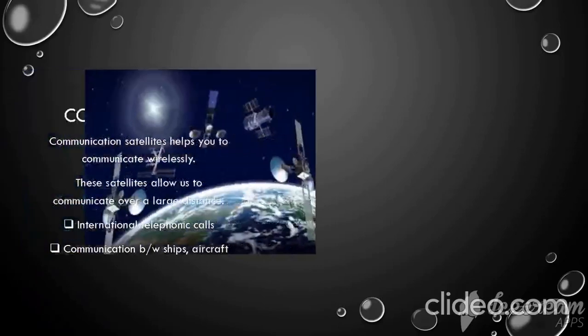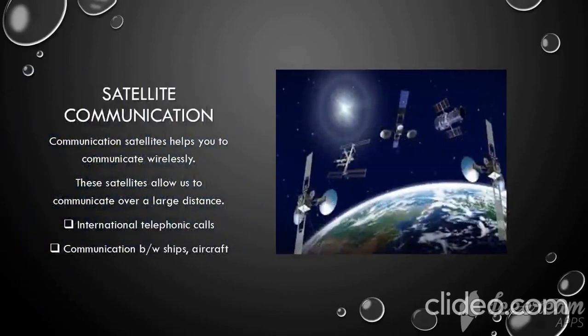So these are the satellites. This image is showing that there are many satellites that are orbiting the Earth to capture the videos, to capture the pictures, to map the lands. All of these are applications of satellite communication.